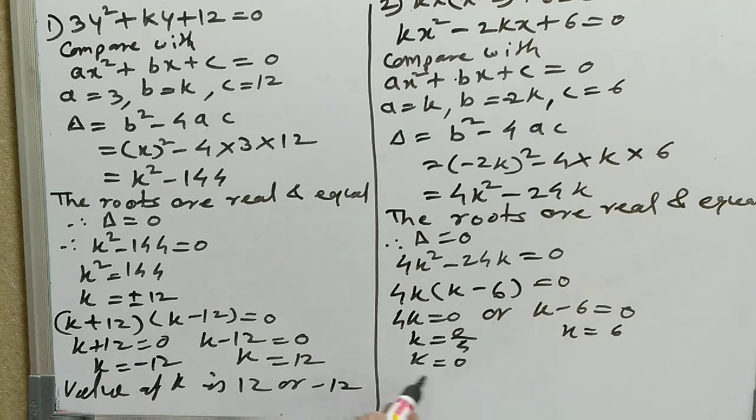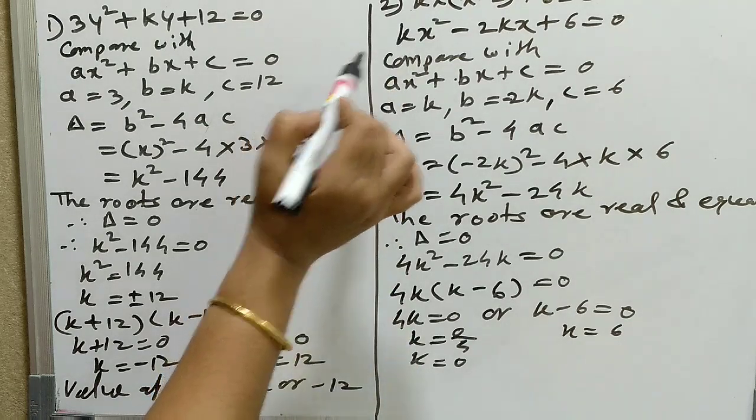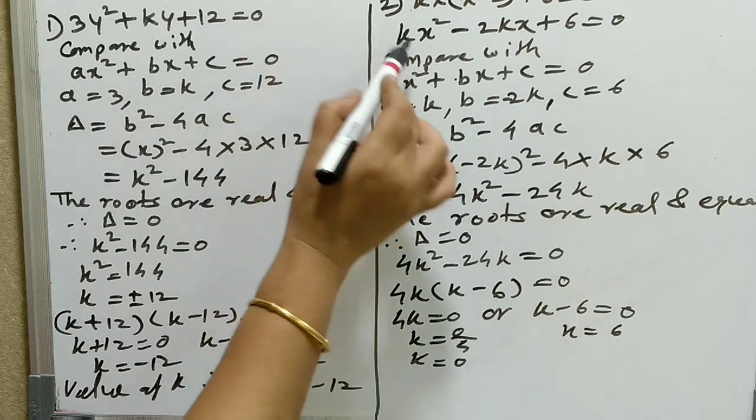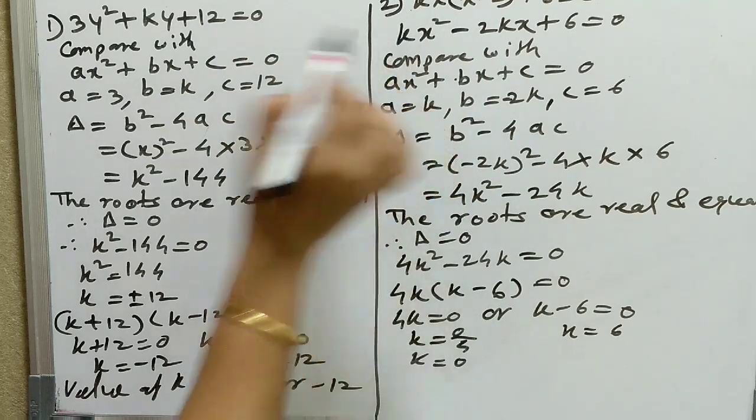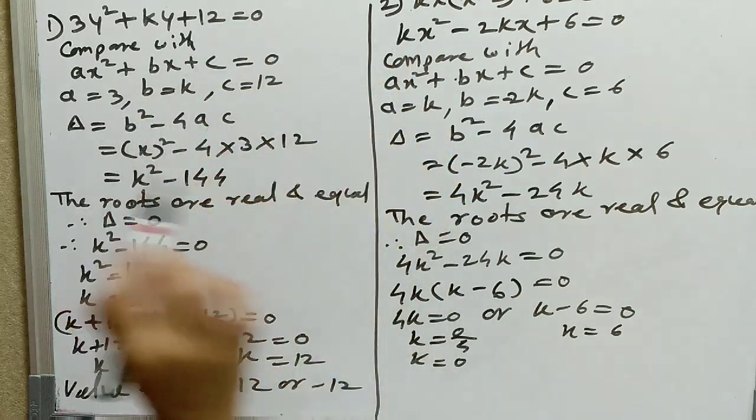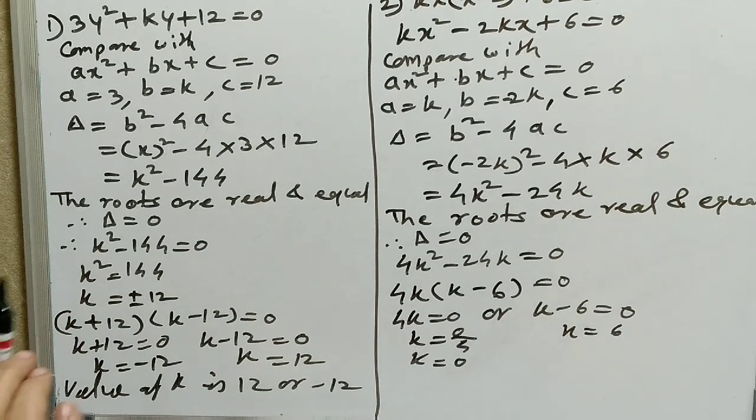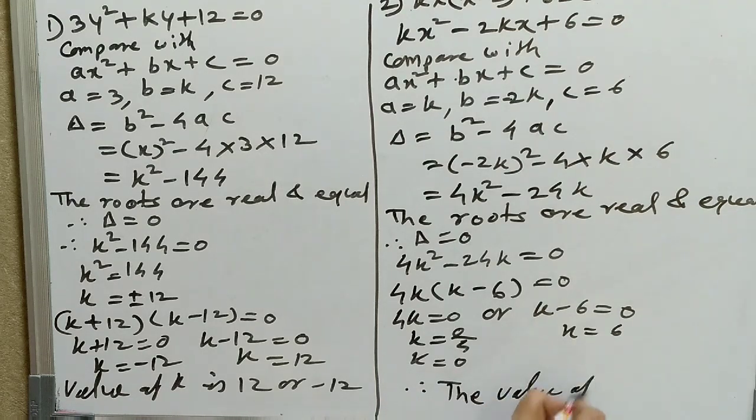But this k equal to 0 is unacceptable because if k is put in this equation, the value of this equation becomes 0. Here this value becomes 0 and our condition is that a not equal to 0. So this is not acceptable. Therefore the value of k is only 6.